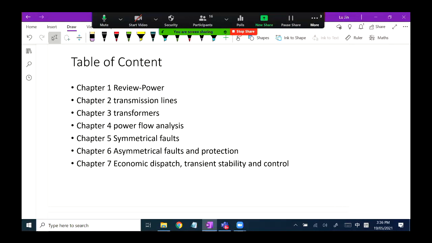If you define the base voltage for a particular region, and this region is connected to another region through the transformer, the base voltage will be changed. But the base power will remain the same for the whole power system. Okay? Then this involves calculation.